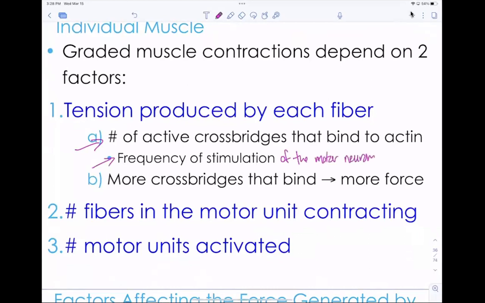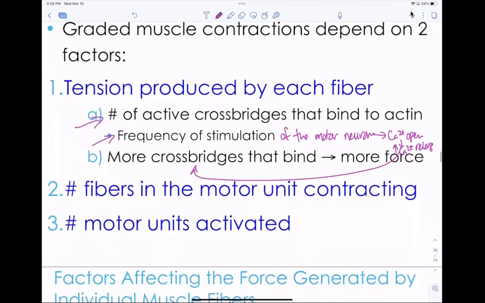Because the frequency of stimulation of the motor neuron determines how many voltage-gated calcium channels open, and thus how much calcium is released. And how much calcium is released determines how many cross bridges can be formed. And then not all motor units are the same, right? So some motor units are really large motor units, meaning one motor neuron innervates hundreds of muscle fibers. So if you have a high frequency of stimulation of a large motor unit, you're going to have a lot of muscle fibers doing the same thing at the same time. And so that's going to bring a bigger force in that muscle.